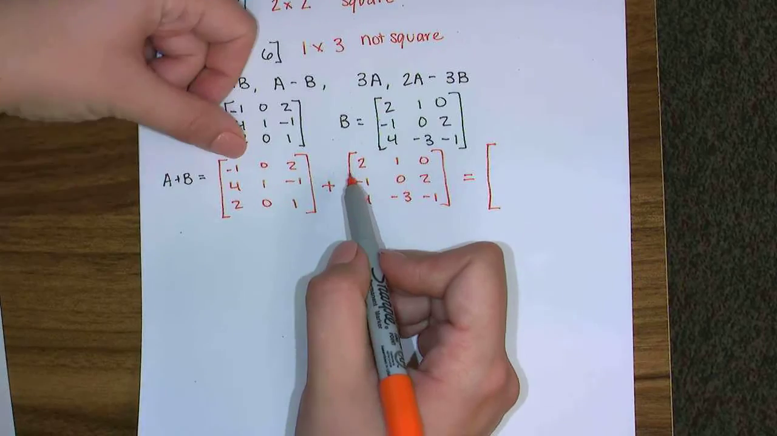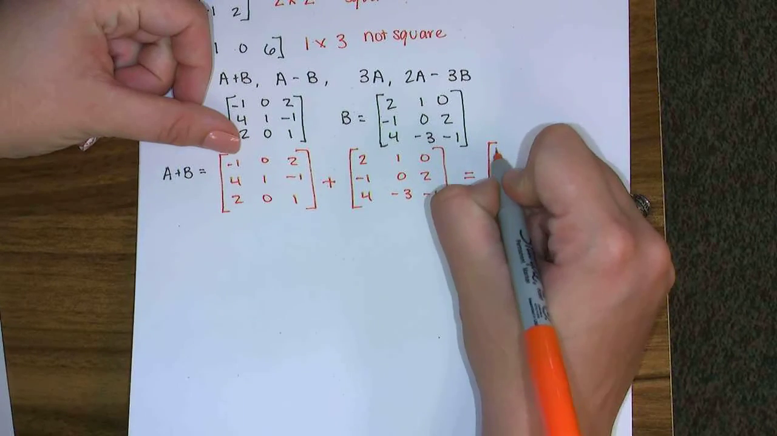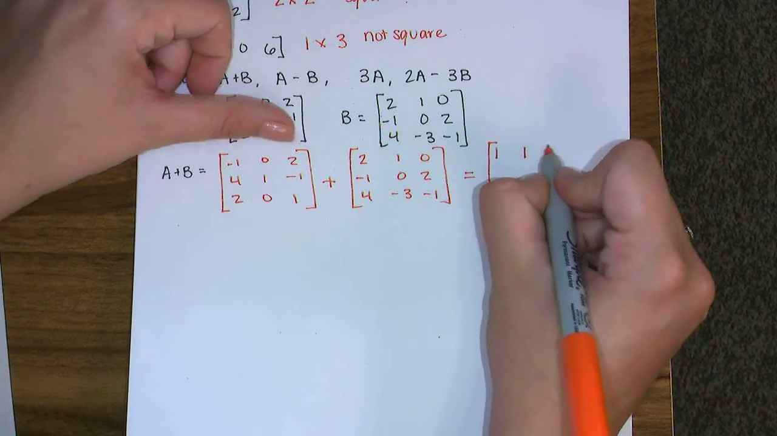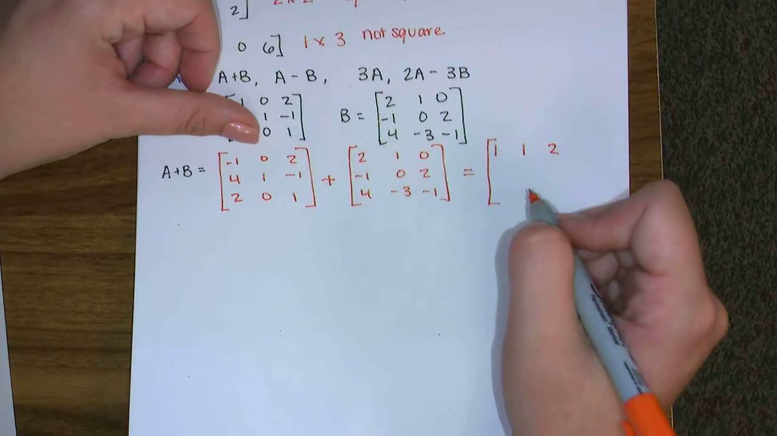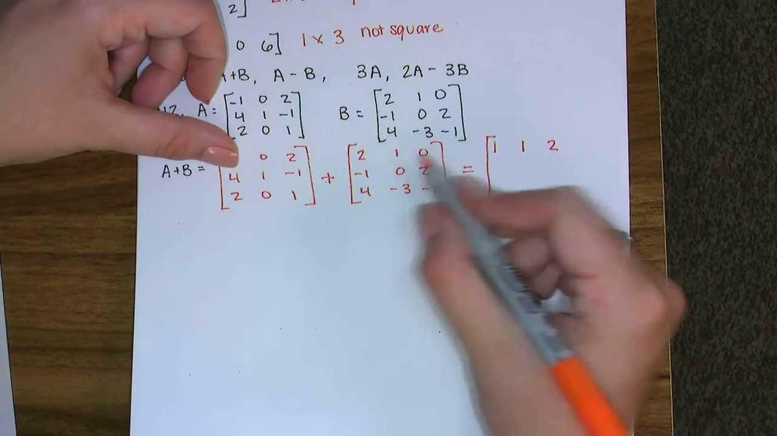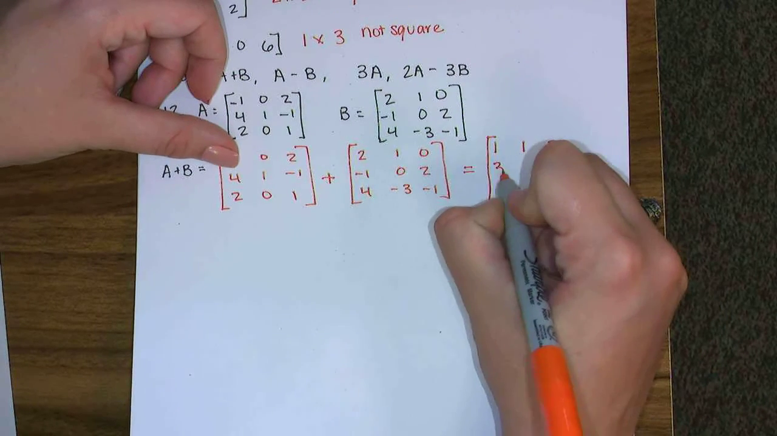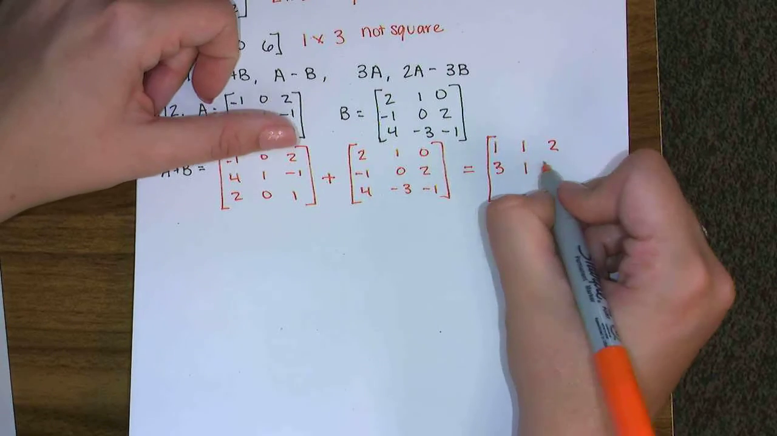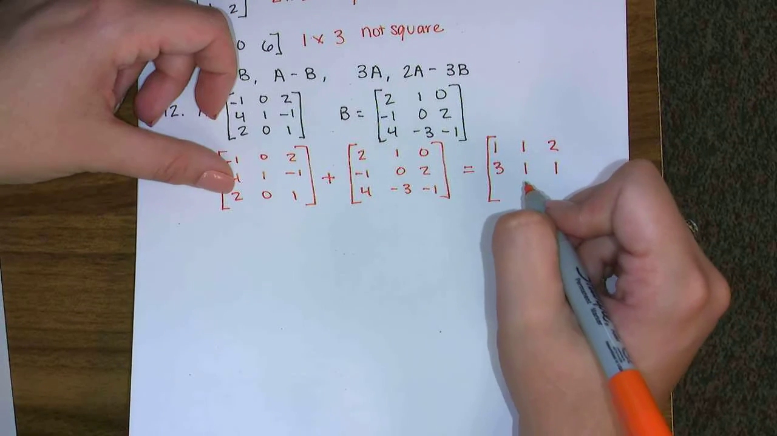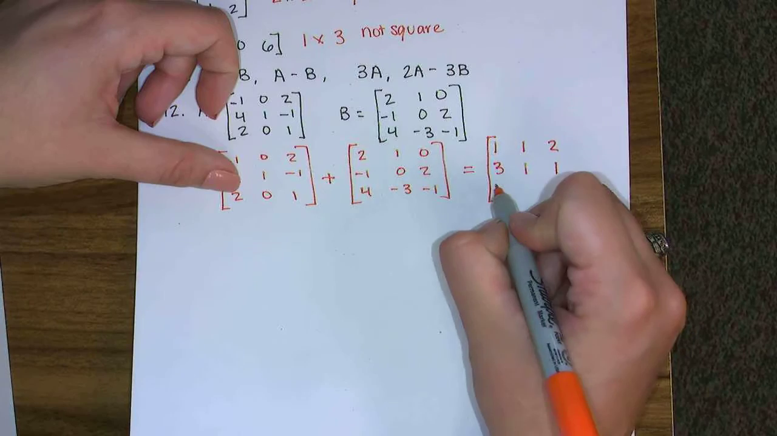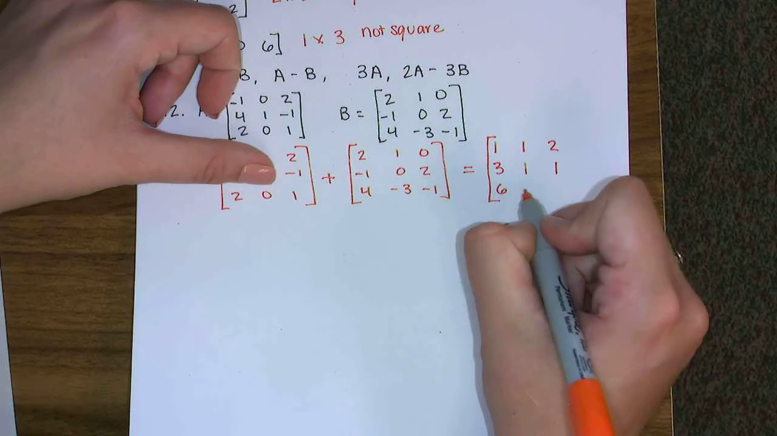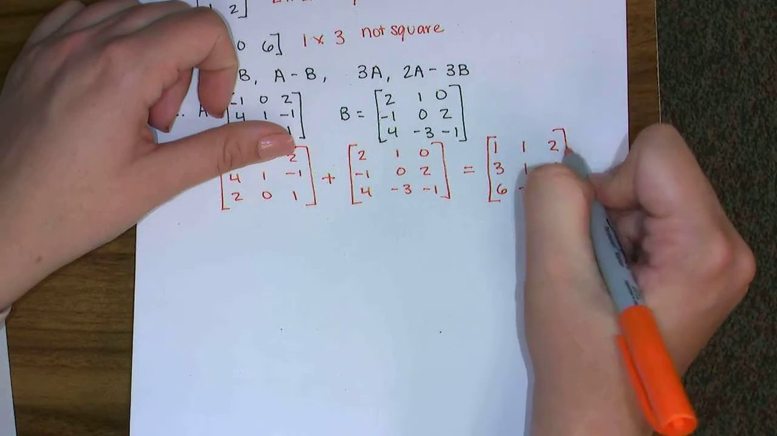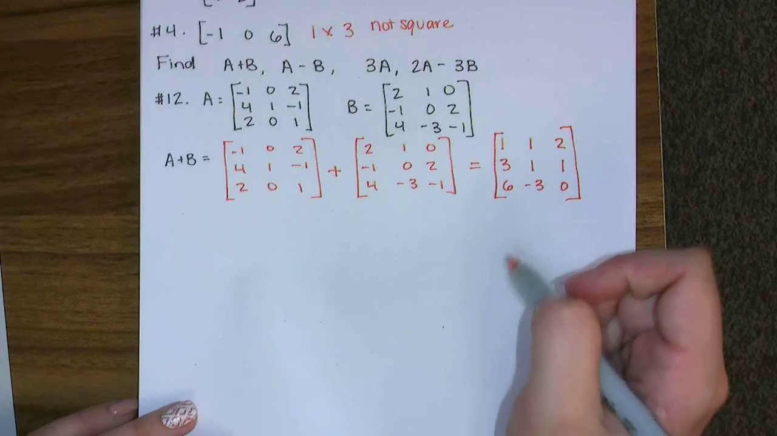So -1 plus 2 is 1. 0 plus 1 is 1. 2 plus 0 is 2. 4 plus -1 is 3. 1 plus 0 is 1. -1 plus 2 is 1. 2 plus 4 is 6. 0 plus -3 is -3. And 1 plus -1 is 0. So that would be the answer to that one.